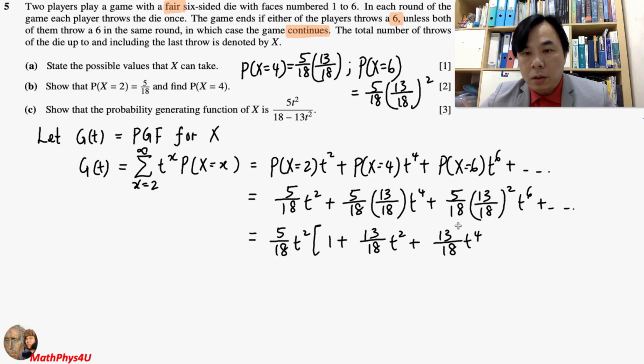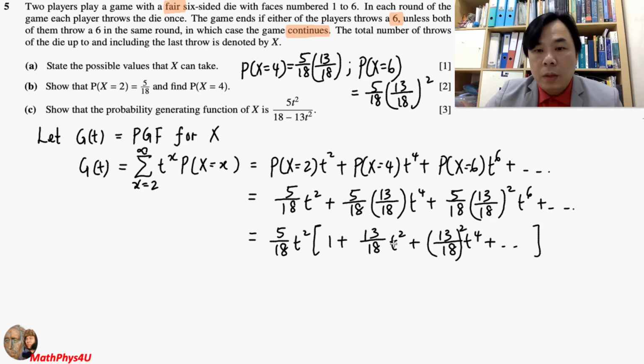Okay, 13. Oh, this is squared. Sorry, I missed that out. Okay, and then there you have it. So from here, it will look clearer to us that the common ratio is 13 over 18 t squared.